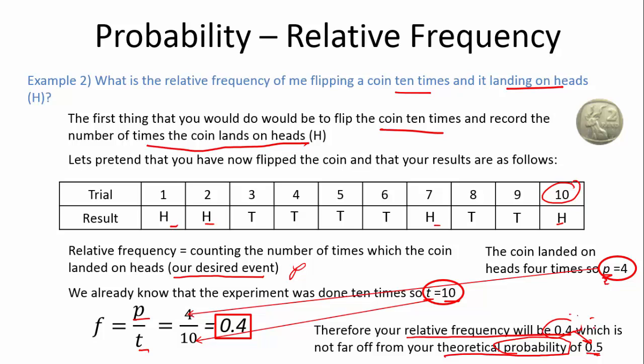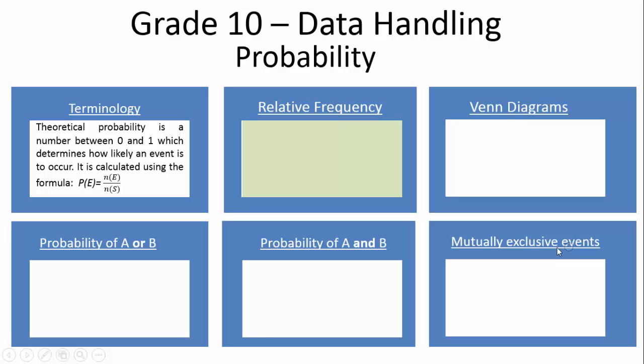And the more and more you do it, the closer and closer you'll get to your theoretical. But your relative will still be different, or could be different, because it's what actually happened. You could, by some absolute fluke, get all 10 on heads, and that's still okay. But it's not theoretical, it's only relative.